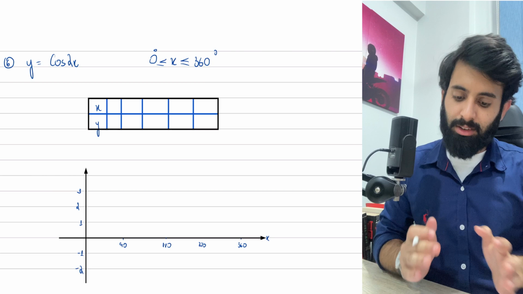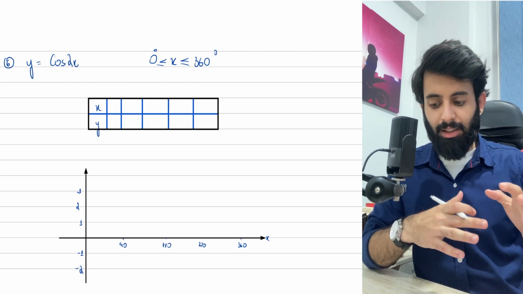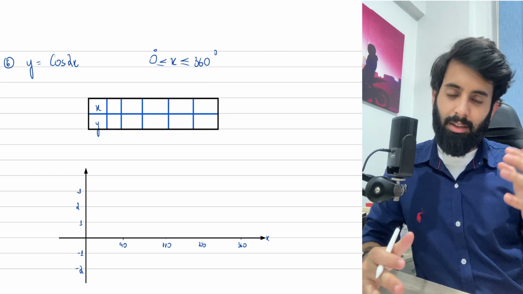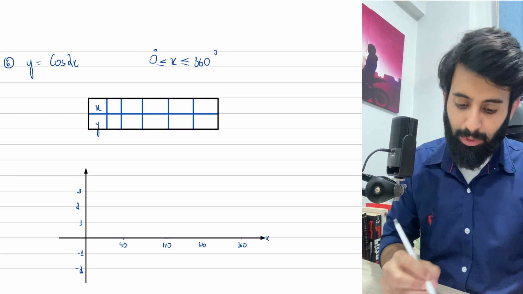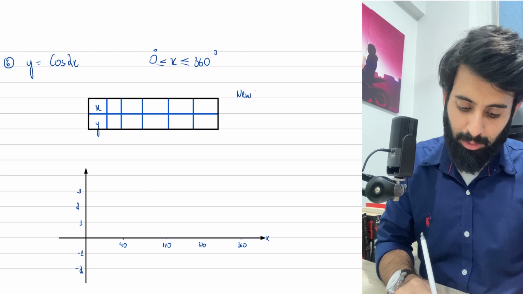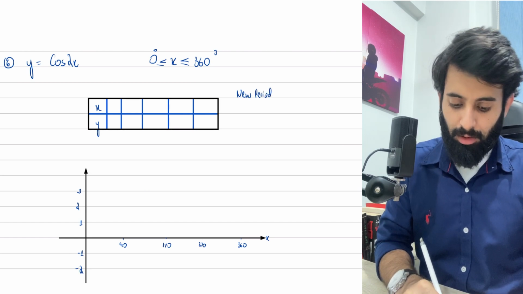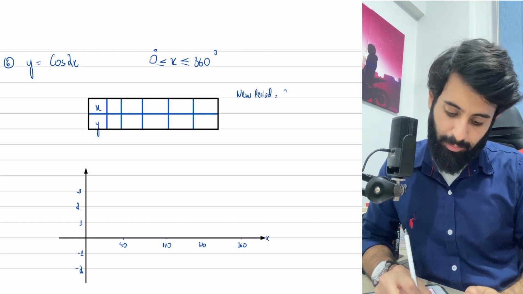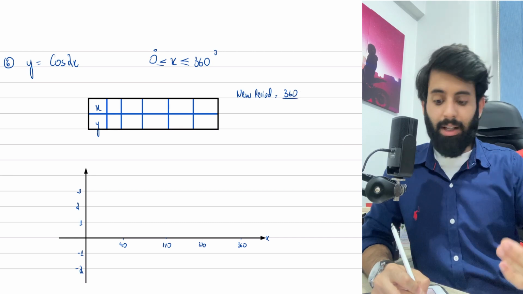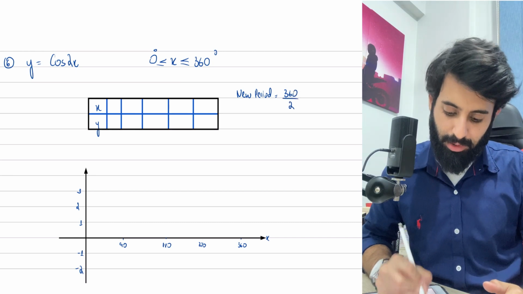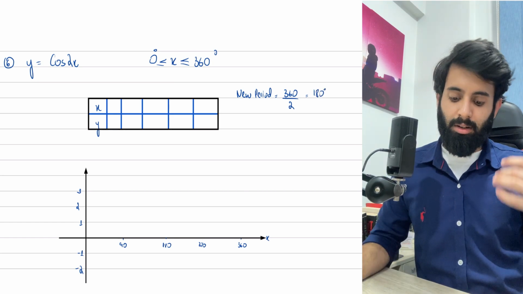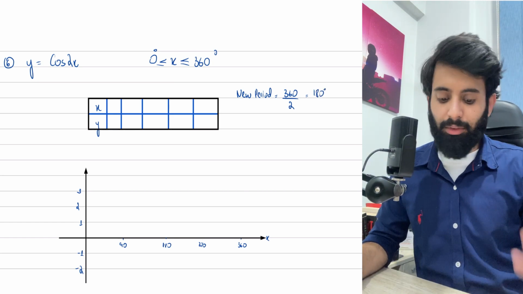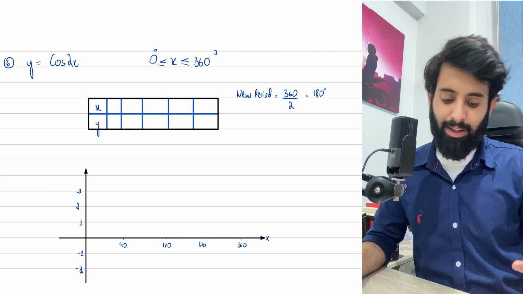What's going to happen here is that our one cycle is not going to end at 360 degrees. Instead, it's going to end at 180 degrees. And how do I know that? Here's how I know. My new period is going to be equal to 360, which is the natural period, divided by the coefficient of x, which in this case happens to be 2. That means the curve of cos is going to end at 180 degrees.